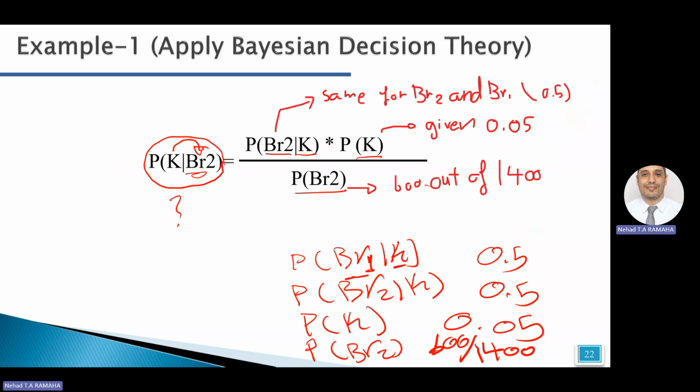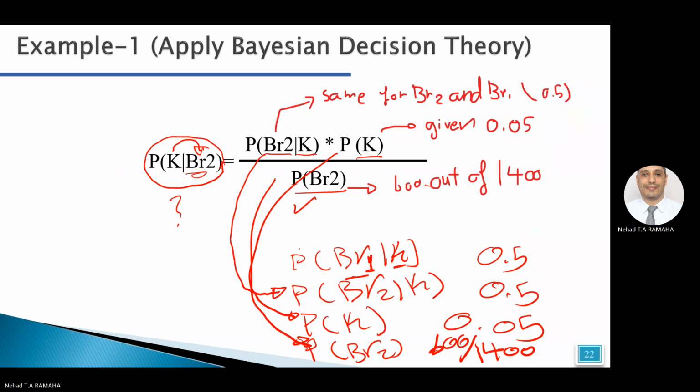So we can calculate probability of BR2. It's here. Probability of K. Probability of BR2 given K. K means broken egg.